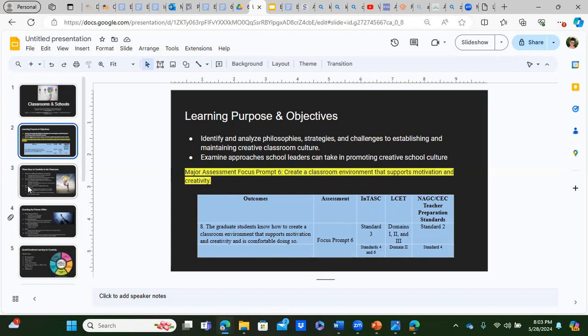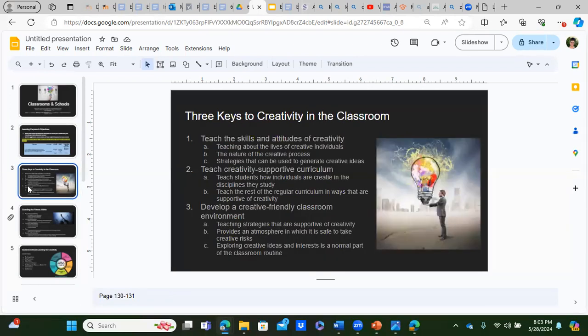All right, so we're going to go ahead and jump into 3 keys to creativity in the classroom. The first key, teaching the skills and attitudes of creativity, entails explicitly teaching students about creativity. That key was addressed in chapter 8. We talked about that particular chapter in depth. It includes teaching about the lives of creative individuals, the nature of the creative process, and strategies that can be used to generate creative ideas.